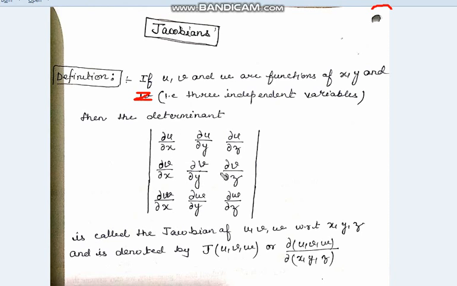So this determinant is called the Jacobian of u, v, w with respect to x, y, z, and sometimes it is denoted by this formula, that is, partial derivative of u, v, w upon partial derivative of x, y, z. So sometimes for this determinant we use either this symbol or this symbol.